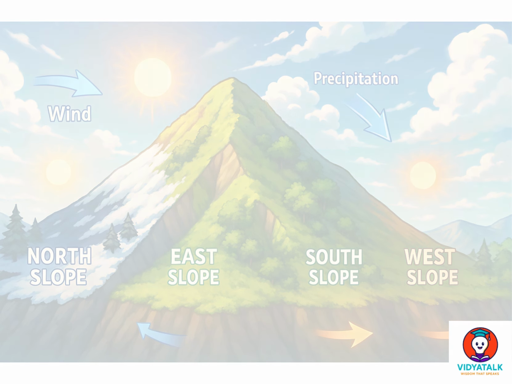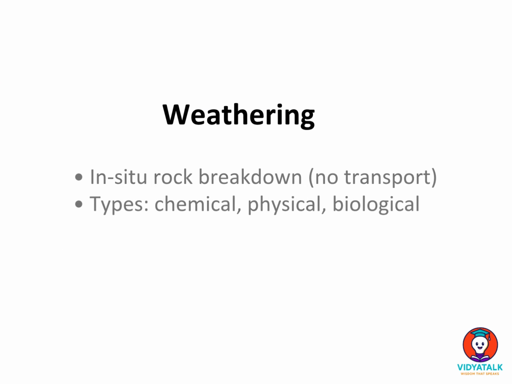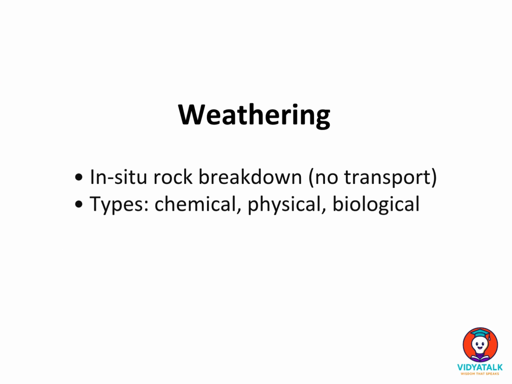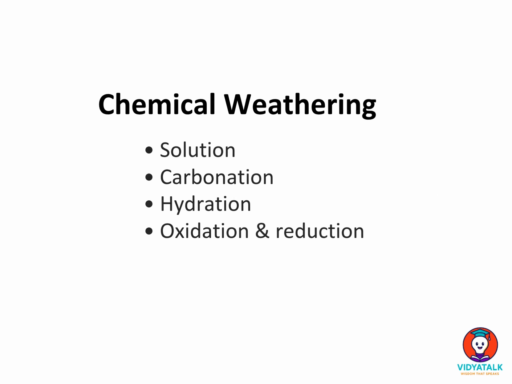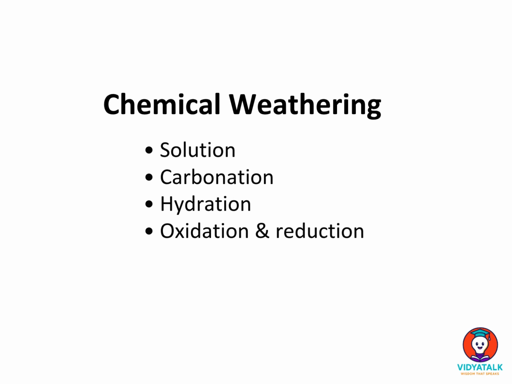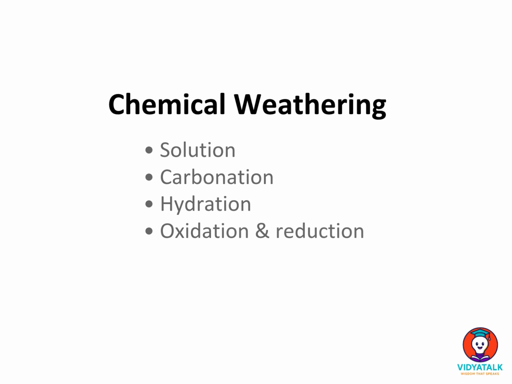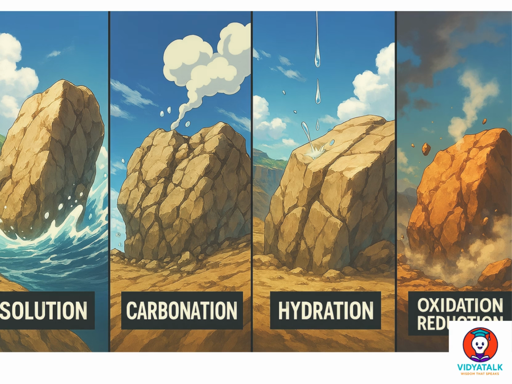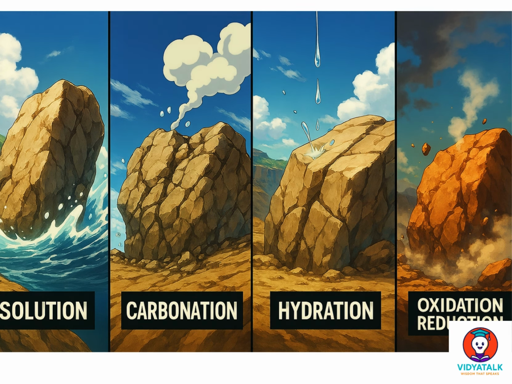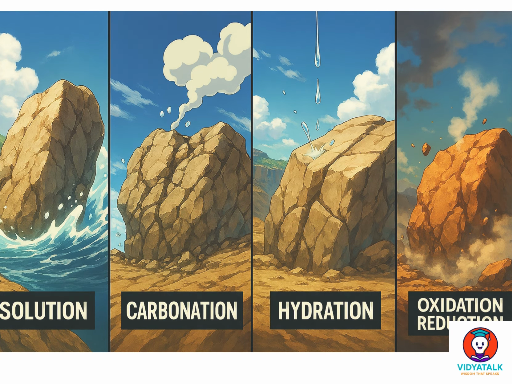Weathering. Weathering means the breaking down of rocks in place without moving them. It is caused by climate, geology, and organisms. Chemical weathering. Chemical weathering breaks rocks through reactions with water, oxygen, and carbon dioxide. Examples include solution, dissolving, carbonation, reaction with carbon dioxide, hydration, adding water, and oxidation, reduction, gain or loss of oxygen.